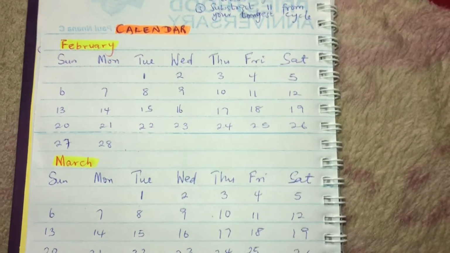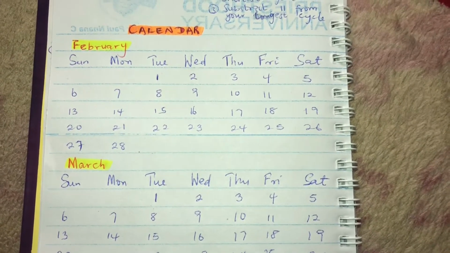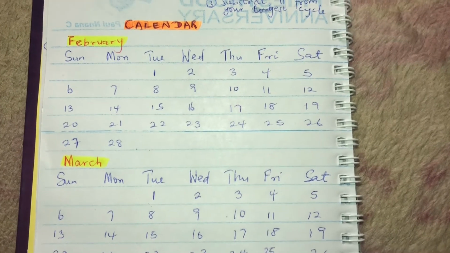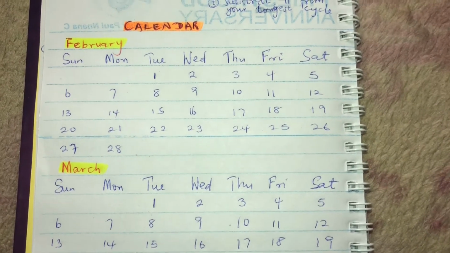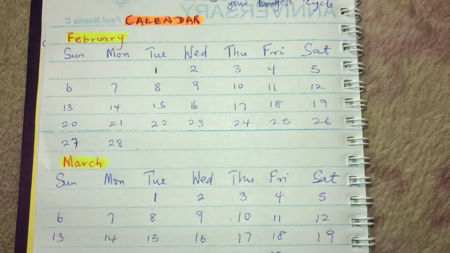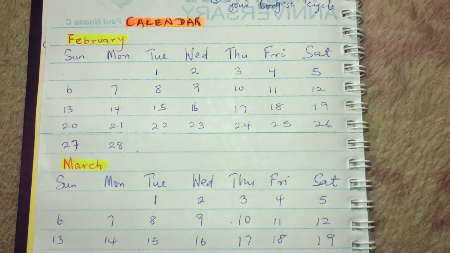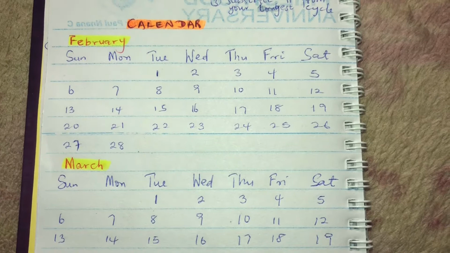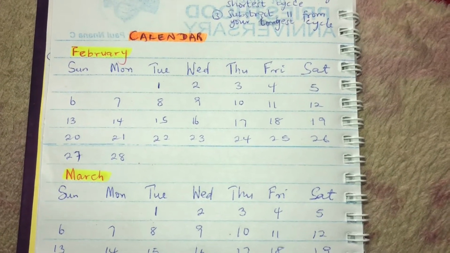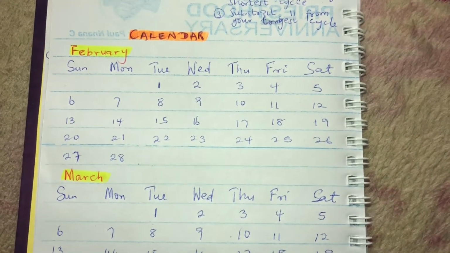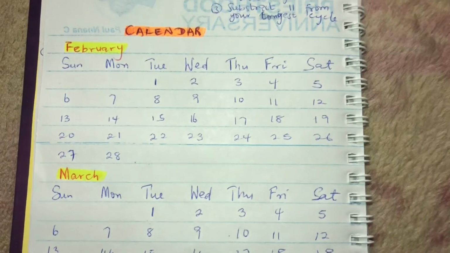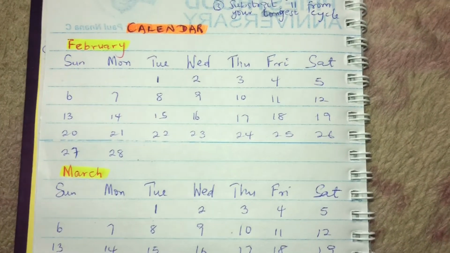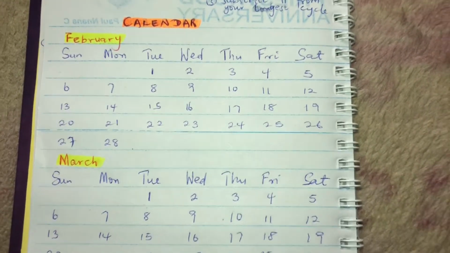Since I have my calendar, the first thing we have to do is determine your longest cycle and your shortest cycle. That is why I told you to monitor it for 8 to 12 months. If you monitor your period for 8 to 12 months, you will be able to figure out which cycle is the longest and which is the shortest.